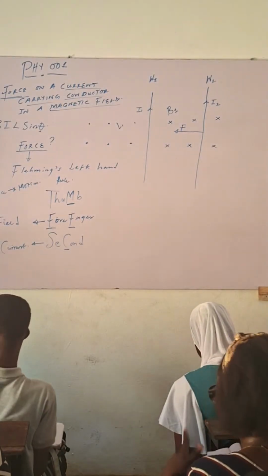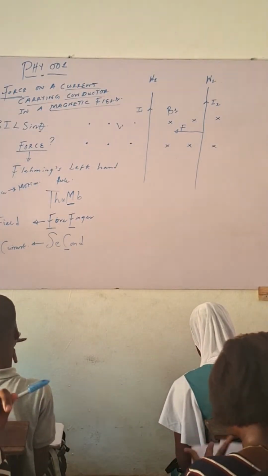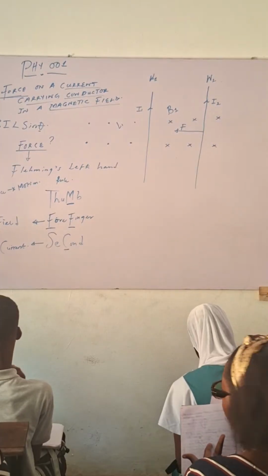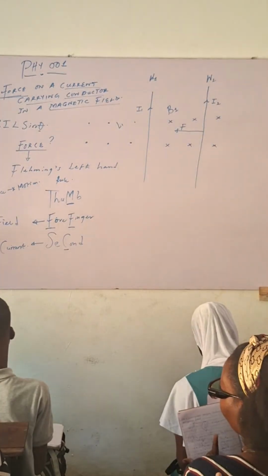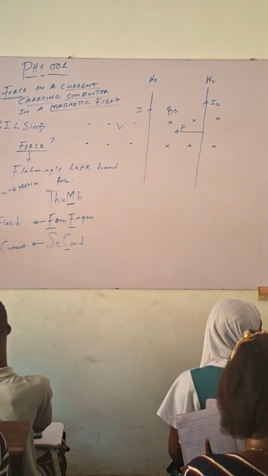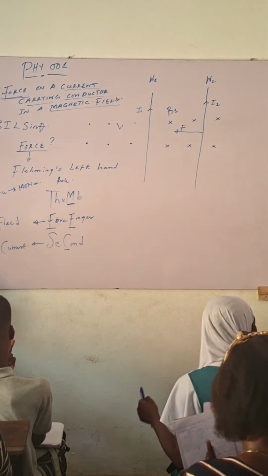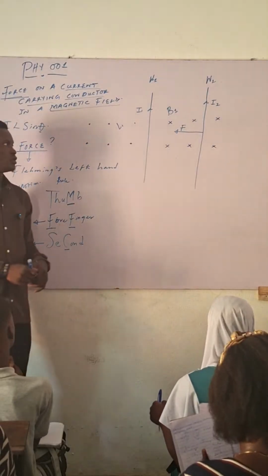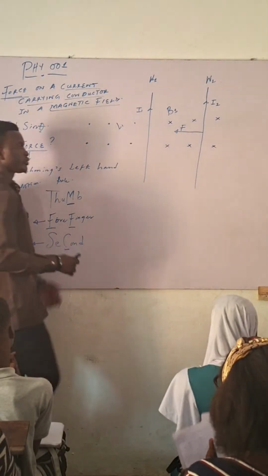So your field is inside because the board is inside, abi. Your current is up, so this points up. Then where is this one pointing to? Left. So that means the force is to the left. Please, is that taking? Do this yourself.